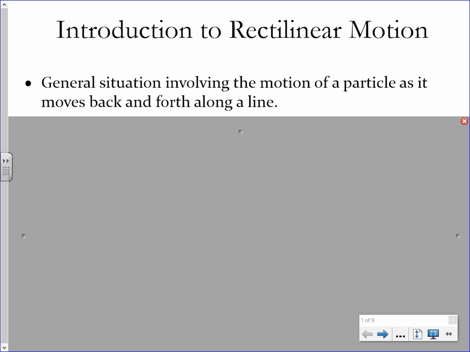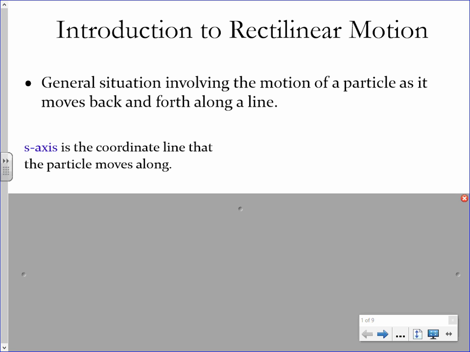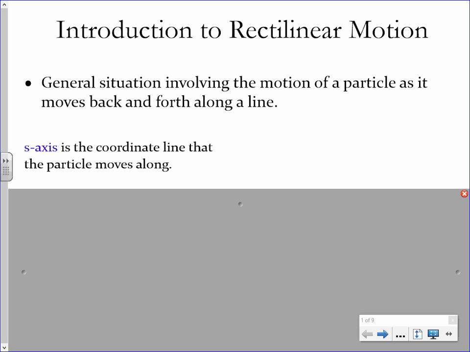Mrs. Holman paces back and forth. That's linear motion. I'm just walking back and forth on a line, moving left to right. I know this is kind of strange, but S is going to notate our position. So the S axis is what Mrs. Holman is pacing back and forth on. S notates position. Make that note somehow.